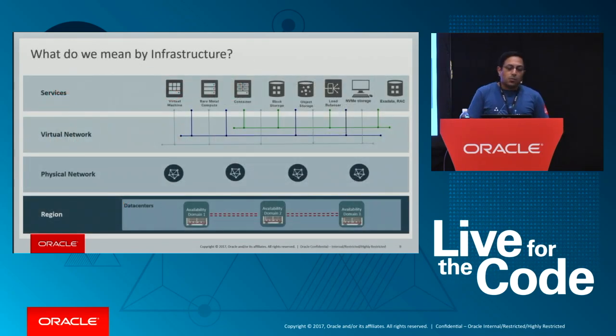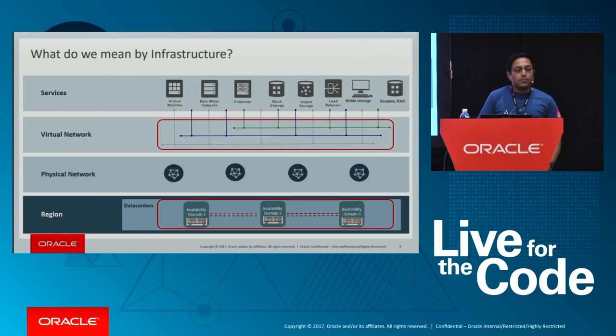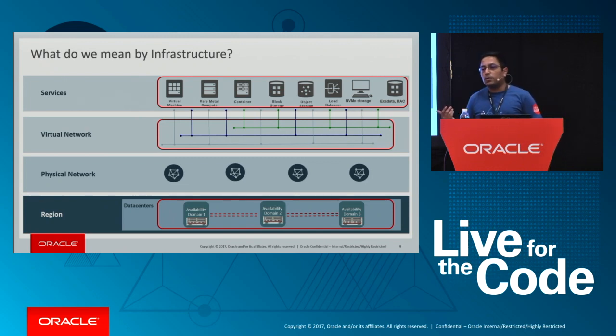Right. So when we say infrastructure as code in the context of OCI, what we mean is that you need to choose the region where you're going to be running this, and the virtual network. So this is where you would be defining your subnets, your security rules, your routing tables, and then the kind of services that you would be using. So whether you're going to be using virtual machines, bare metal, or load balancers, etc. So when you're doing infrastructure as code, this is what you will basically be configuring, right?